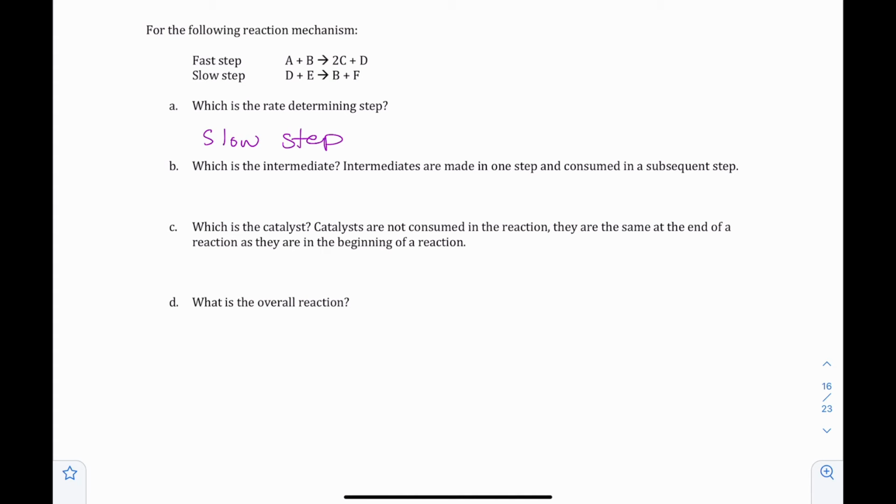Intermediates are made in one step and used up in another step. So in the example, D is produced in the first step and it's consumed in the next step.